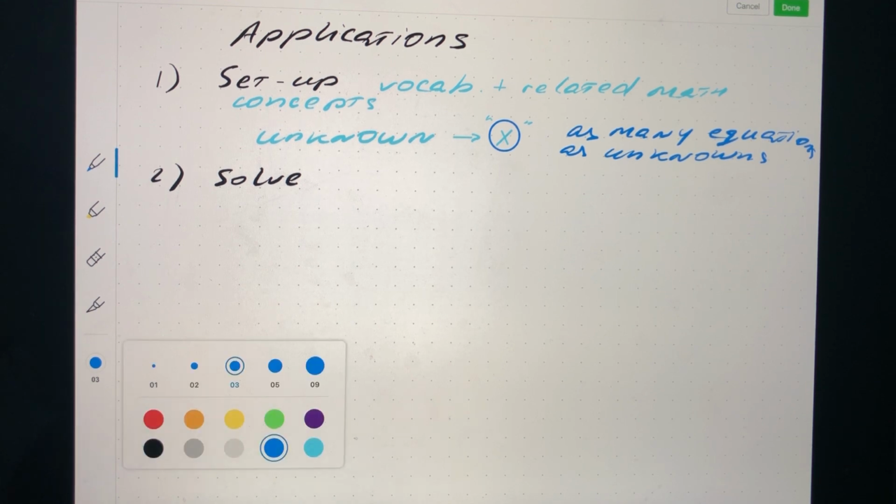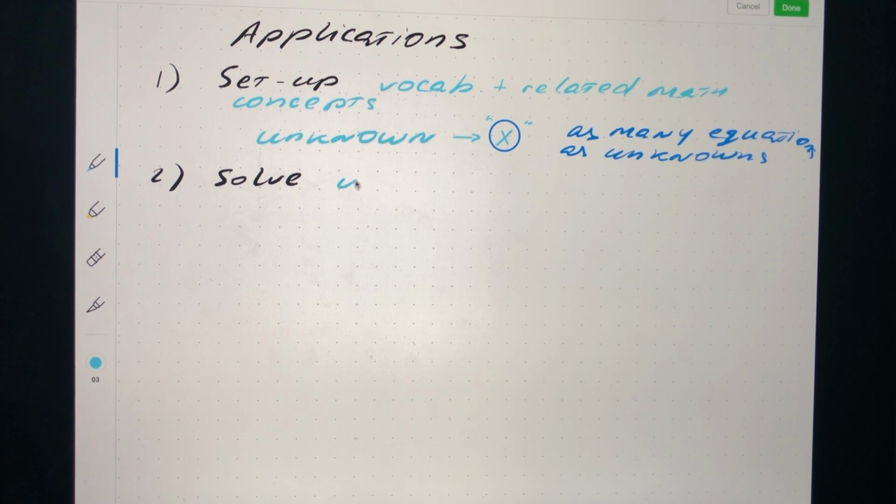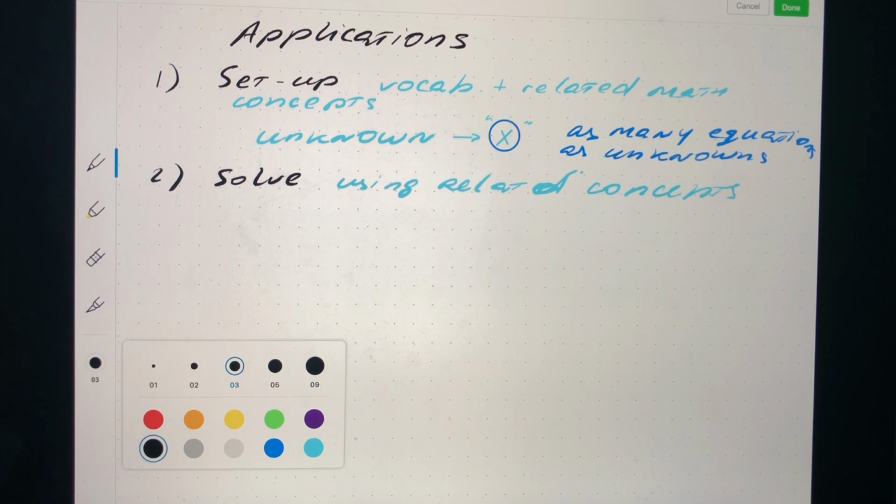So solve simply using related concepts. So in other words, using the principles that are associated with our setup, we now use them to solve. And third is we check.